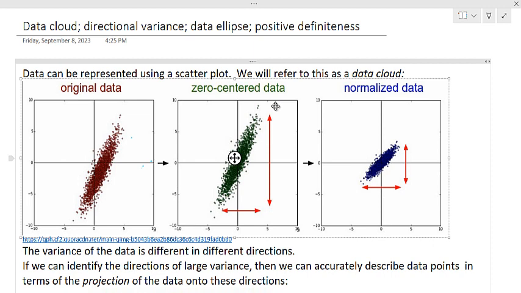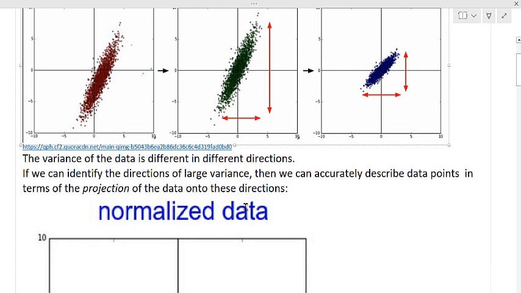Now notice that the variation along this direction is quite a bit larger than the variation along this direction. And that's very interesting. That tells us a lot about the data. The variance of the data is different in different directions. The variance in this direction is much less than 1. The variance in this direction would be more than 1.